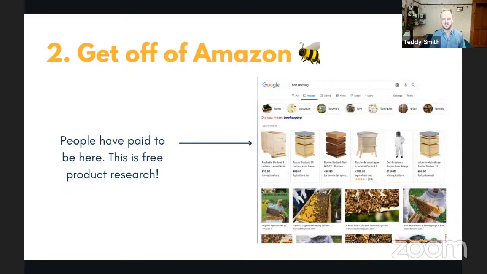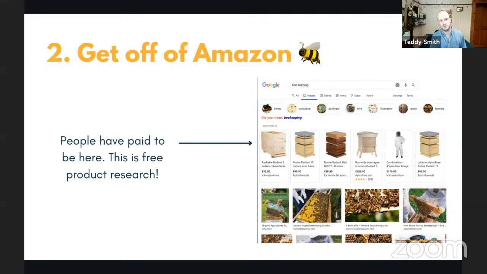And a really, really good place to start for this is Google Images. Now, if we look at this example here, I just typed in beekeeping. It was one of the first things that came to my head. And if you look at the top, there's these sponsored ads.